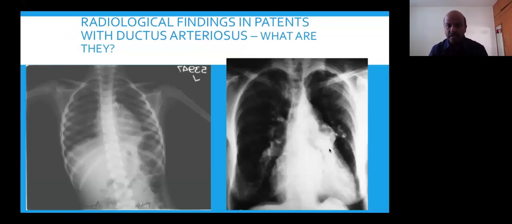So how would you manage this kind of a patient who presents to you with a ductal shunt and a calcification of the ductus? Would you do a device closure? Yes or no? Intervention difficult, says one answer. Would you do a device closure, and if not, why? Okay, no is the answer.